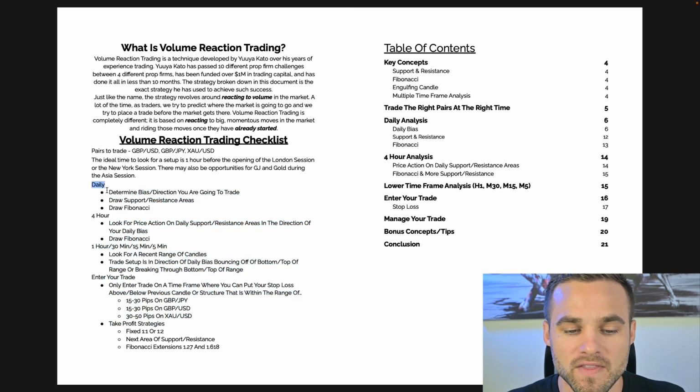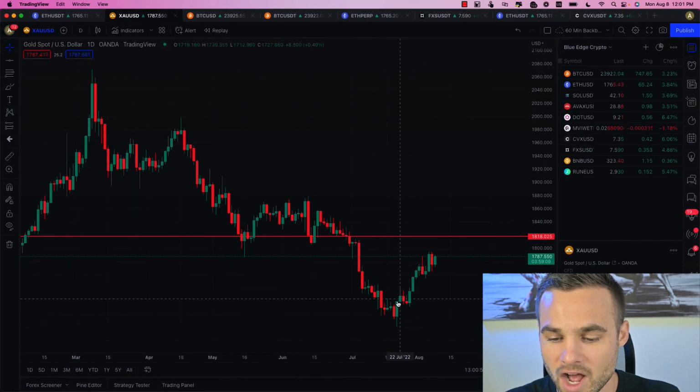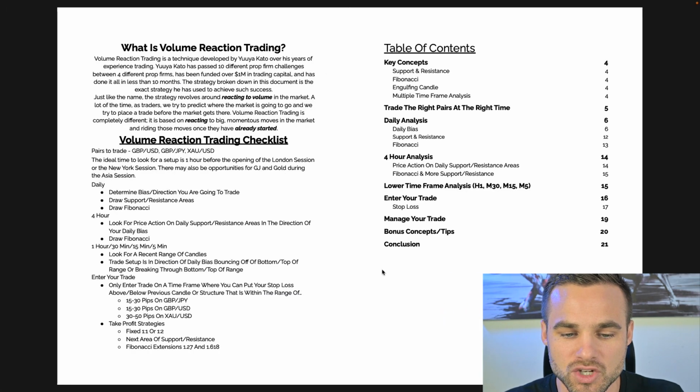open up the daily chart. And this is where we're going to help determine our bias. So we're going to determine, hey, are we in an uptrend or are we in a downtrend essentially? And we're also going to draw support and resistance zones.